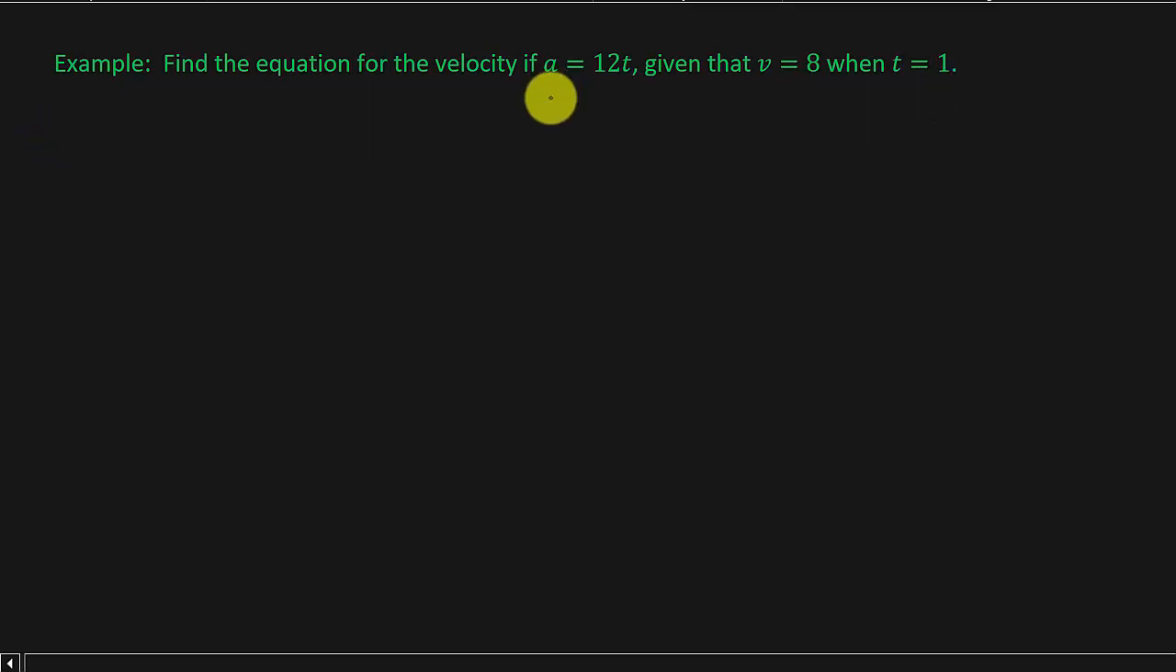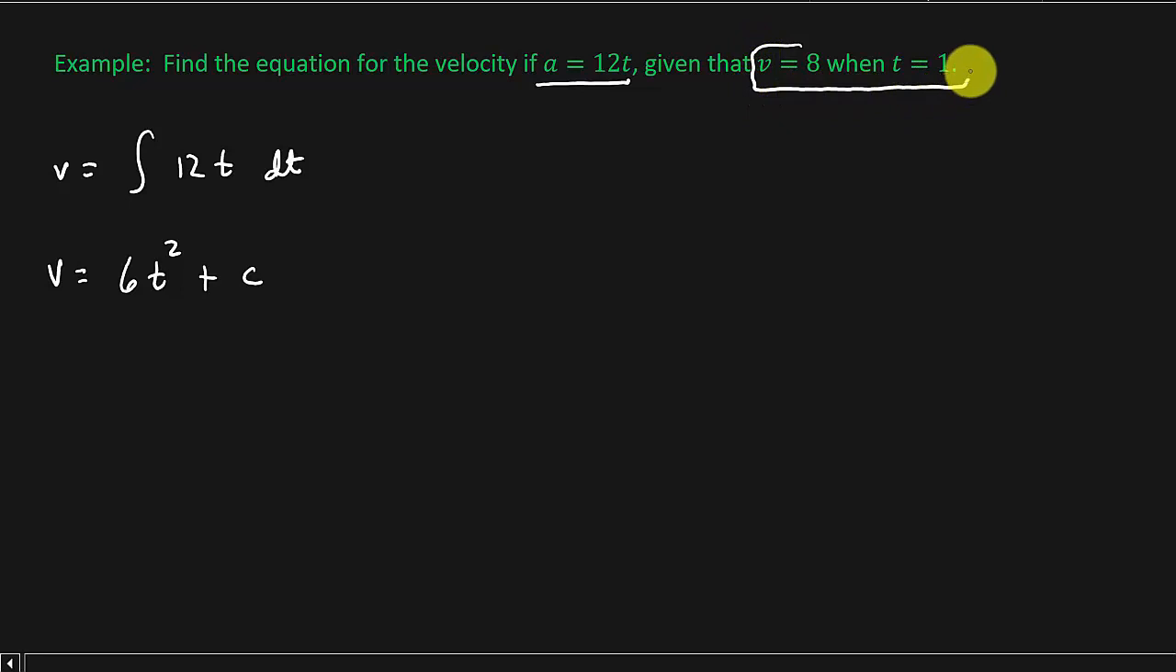All right, so we've got the acceleration is 12t. So that means the velocity is equal to the integral of 12t dt. If this is the acceleration, if we integrate it, that gives us the velocity. So we get velocity is equal to 6t squared. Remember, you add 1 to the exponent and divide by the new exponent, and that's plus c, some constant c.